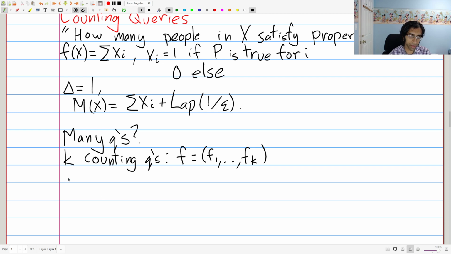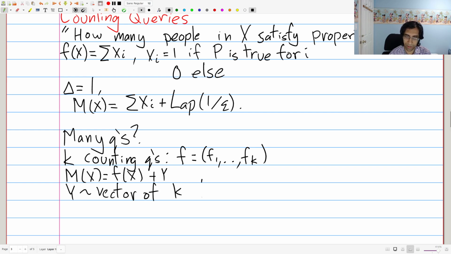And the Laplace mechanism is just going to be the same thing as we had before, where M of x equals f on x, which is now a vector, plus a vector of Y's. But the question is now, we have to specify what exactly the parameter here is going to be. So Y is going to be a vector of k Laplace random variables. But what is the parameter here going to be? Like we said, we know it should be equal to delta over epsilon.